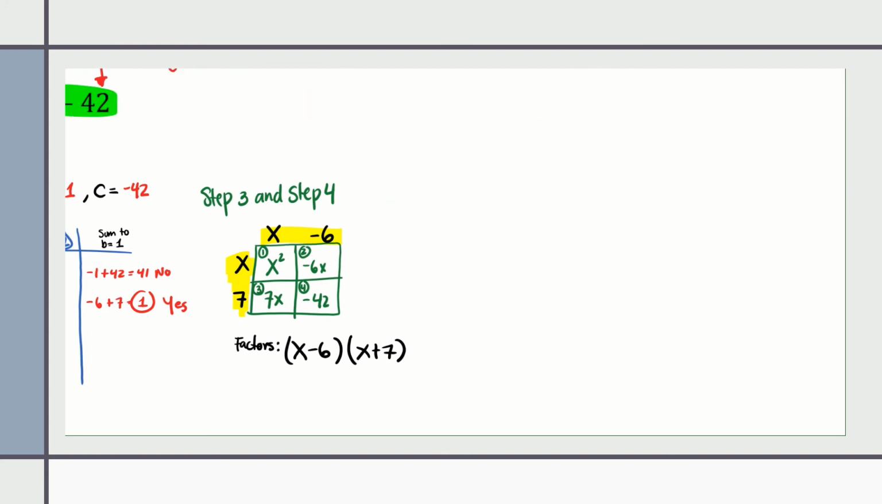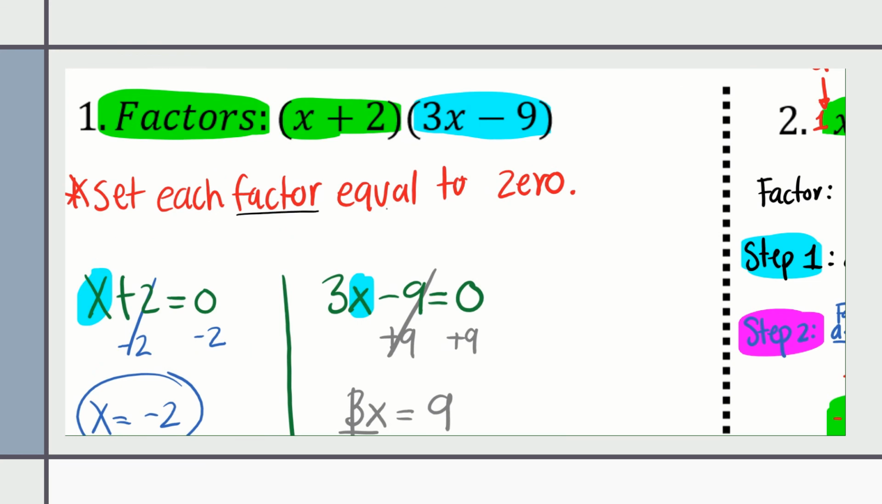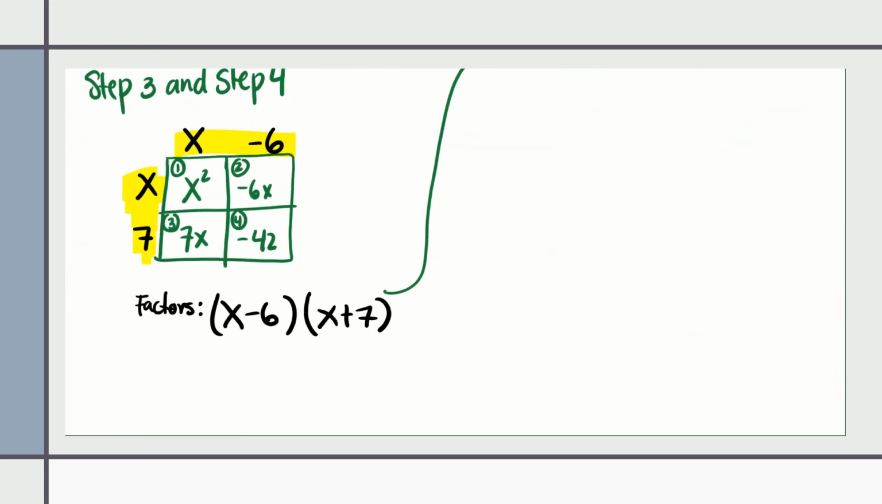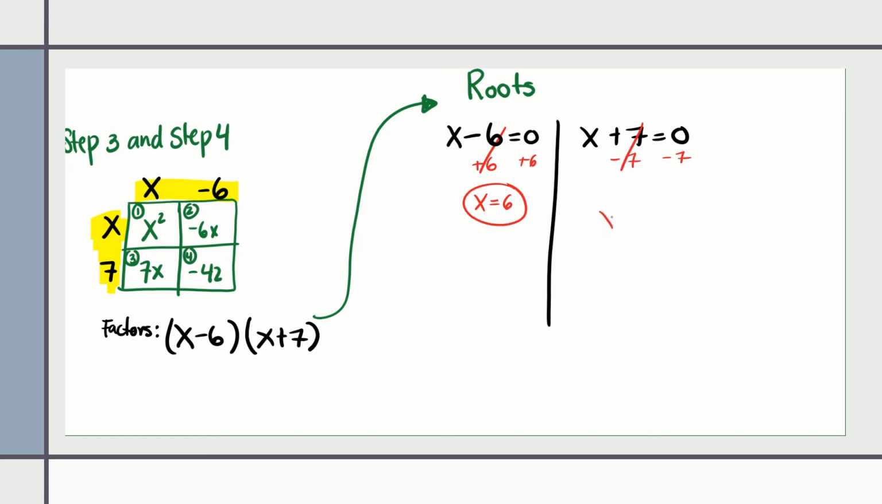Now that we have our factors, we'll do what we did in the first problem, which is set each of those factors equal to 0. Because we have two factors, two sets of parentheses, that means we should have two equations as well. Are you always going to have two equations? Not always, but in most cases. So add 6 to both sides, you get x is 6. Subtract 7 from both sides in the second equation, you get x equals negative 7.